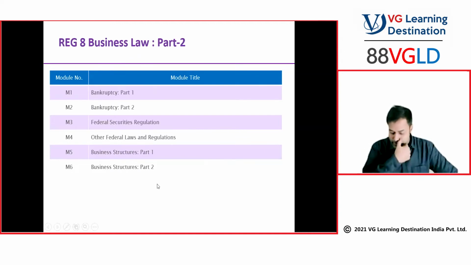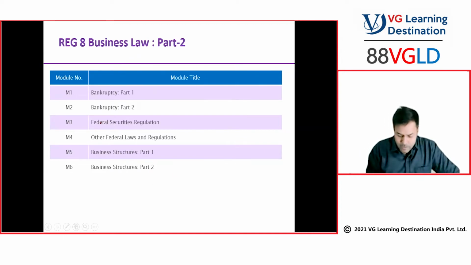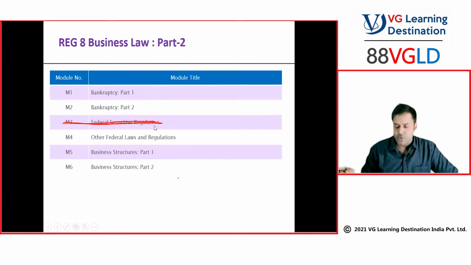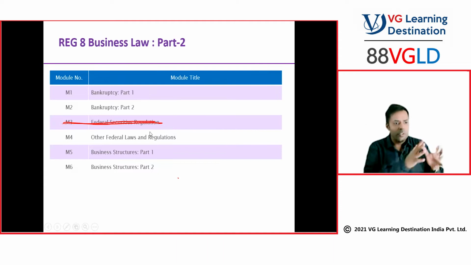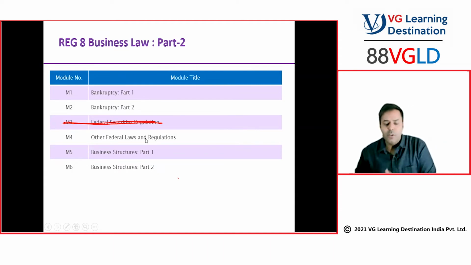Then we have the bankruptcy. FSRA has been removed, it's not here. Rest everything is there. Business structure, so what kind of structure you are having, which is LLP, LLC, partnership, sole proprietor, C corporation, everything is going to be there in that case. Very easy in that case.